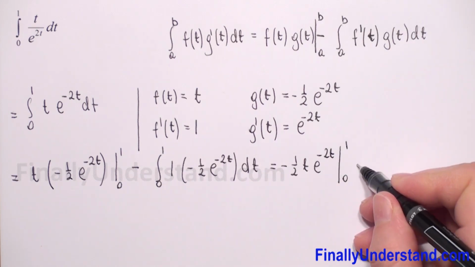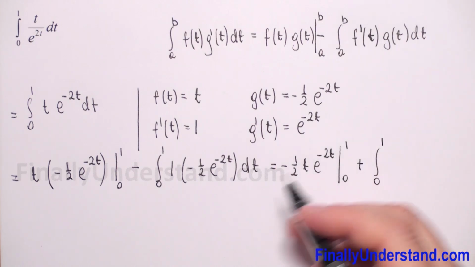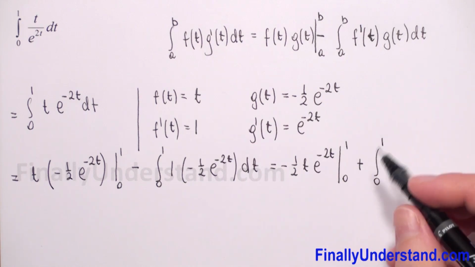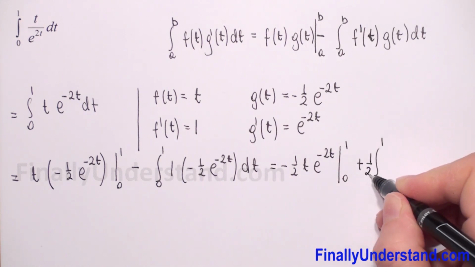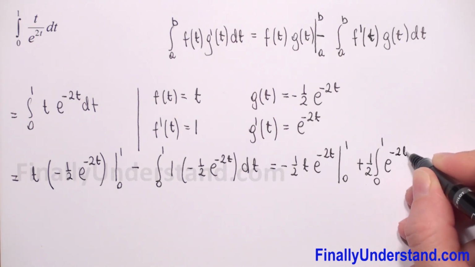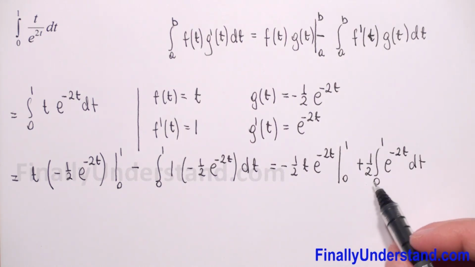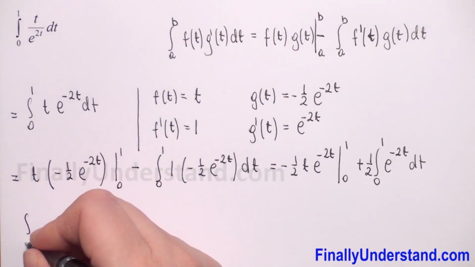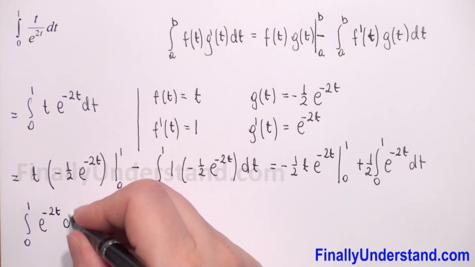Negative and negative will be positive. And we have the integral from 0 to 1 of, when we multiply by 1, still we will have 1/2 e to power negative 2t. So first I will take this 1/2 before the integral, and we have the integral only of e to power negative 2t with respect to t. Now let me do this integral first. We have the integral from 0 to 1 of e to power negative 2t with respect to t.